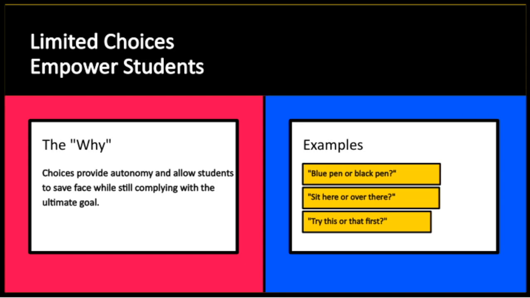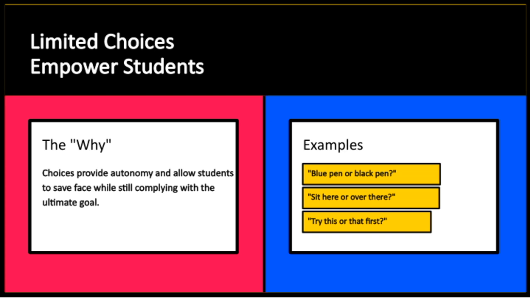Let's look at some simple examples. Try this or that first, or sit here or over there, or blue pen or black pen. These choices might seem small, but they serve an important purpose. They give students a sense of autonomy, allowing them to make decisions. And that helps them feel more in control, more engaged, and more willing to participate.